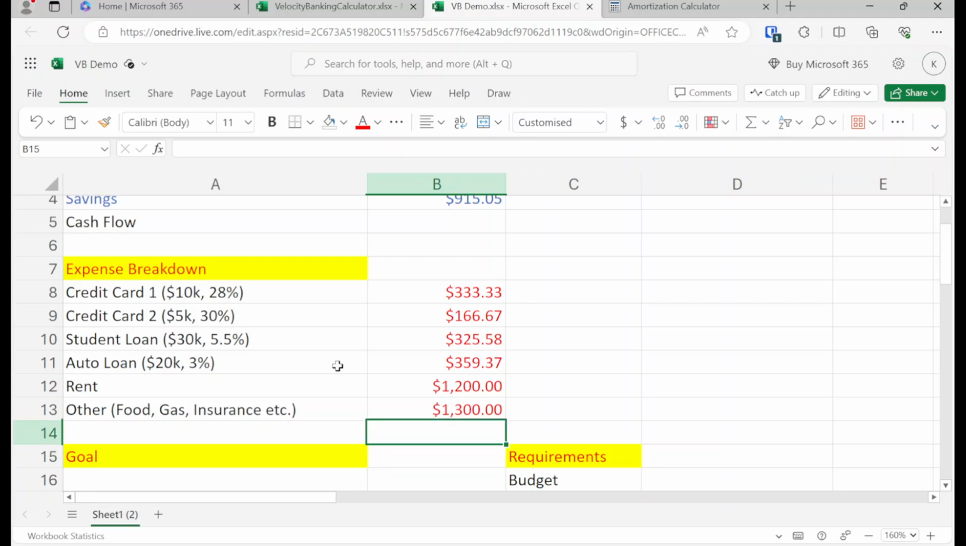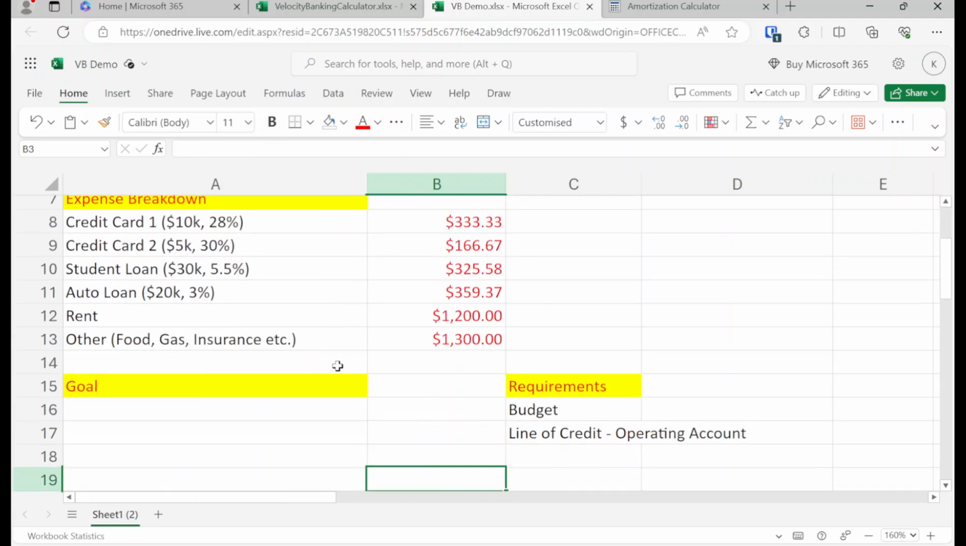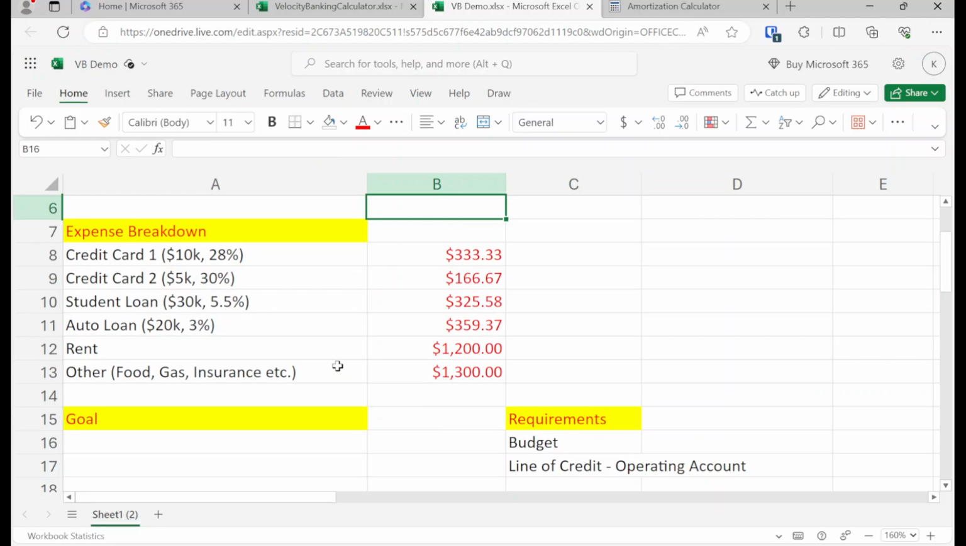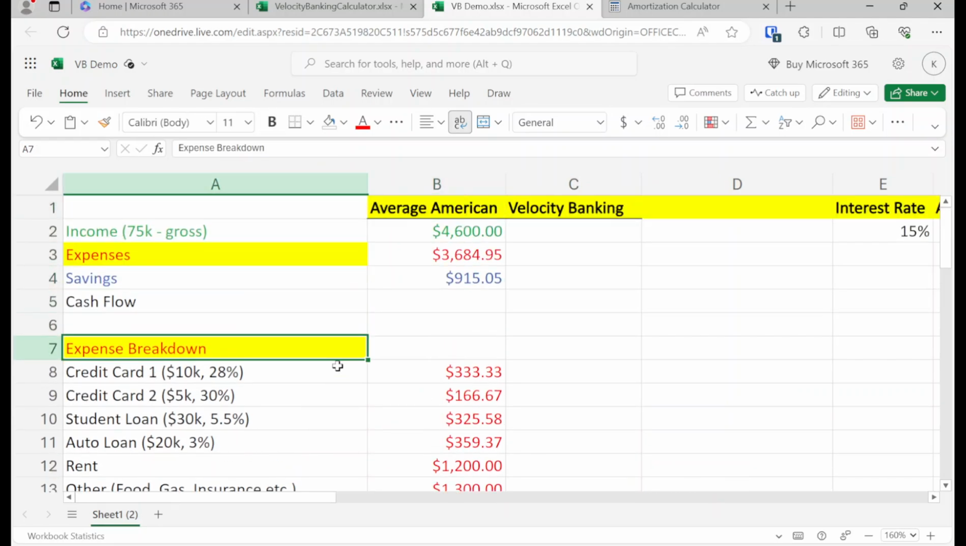So the first thing we have to do when doing velocity banking is we need a budget. We certainly did that, and now the next thing we need is a line of credit as our main operating account. So what is a line of credit? It's a financial tool where you can borrow money, pay it back, and use it over and over again, right? We have two credit cards for that. We can certainly use these credit cards, but I prefer to use either a personal or home equity line of credit just because it's a lot more flexible, and I would actually use both.